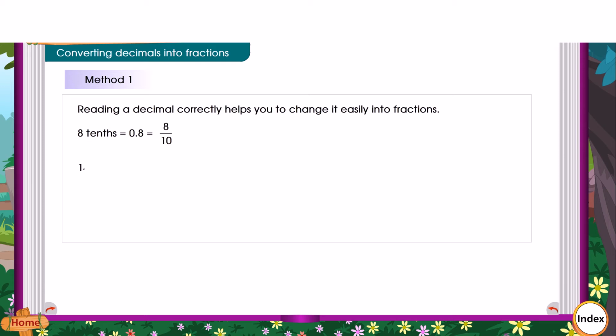Converting decimals into fractions. Method 1. Reading a decimal correctly helps you to change it easily into fractions. 8 tenths is equal to 0.8 is equal to 8 by 10. 14 hundredths is equal to 0.14 is equal to 14 by 100. 1 and 6 thousandths is equal to 1.006 is equal to 1 6 by 1000.